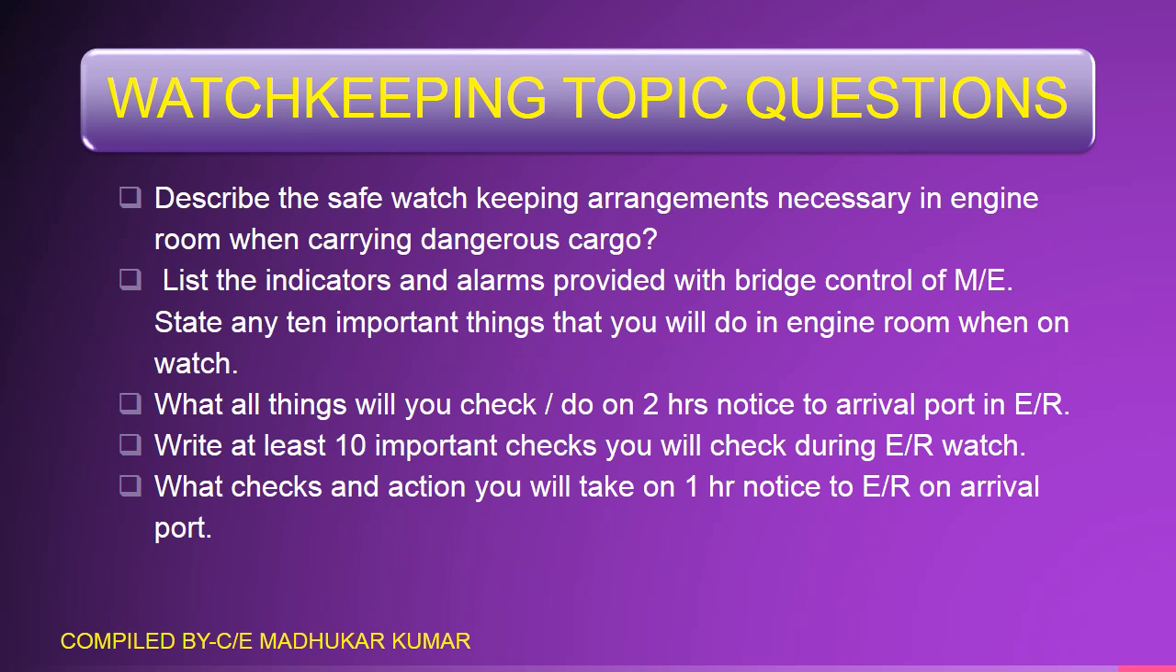I will suggest you guys that UMS checklist, then arrival checklist, departure checklist, and the alarms and indicators on the bridge control panel, these things. So basically bridge control system of the main engine needs to be explained. So if you do all these things, you will be able to answer question number 10 very nicely.